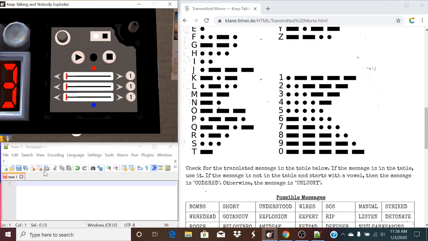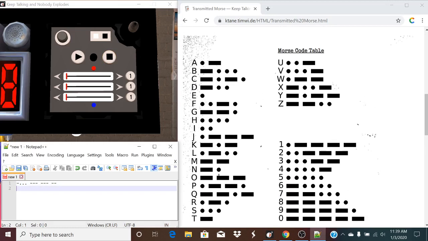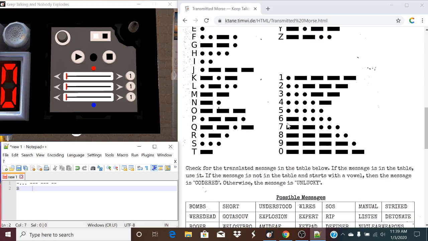So, that's the message. Now let's figure out what the message is trying to say to us. Dash dot dot dot is a Bravo. Dash dash dash is an Oscar. Dash dash dash is an Oscar, and dash dash is a Mike.